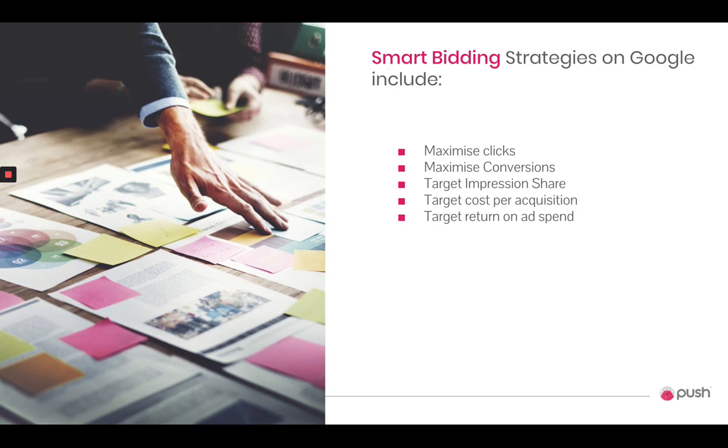So maximize conversions. You can tell Google, I want to get as many conversions as possible. And if you're an e-commerce business, you should certainly put a value in there. So you can put maximize conversion by value, which will tell Google to go after the products that have the highest values and are generating the most money for you.